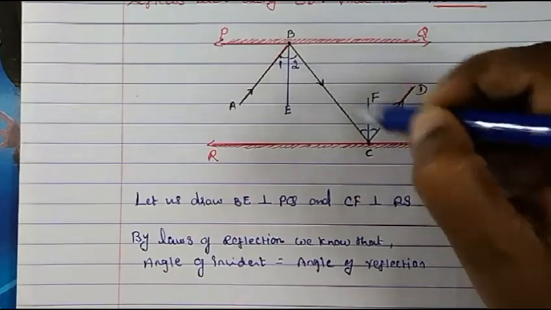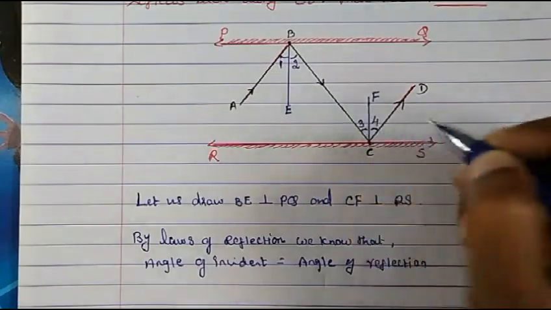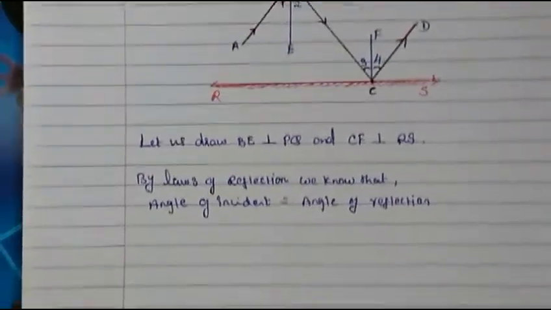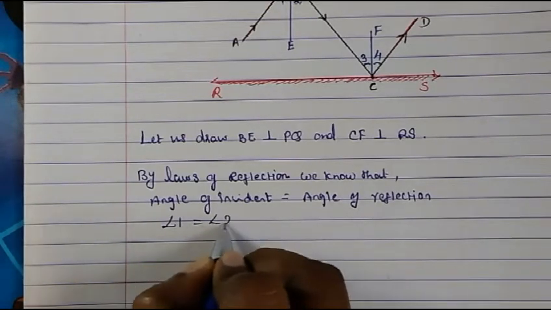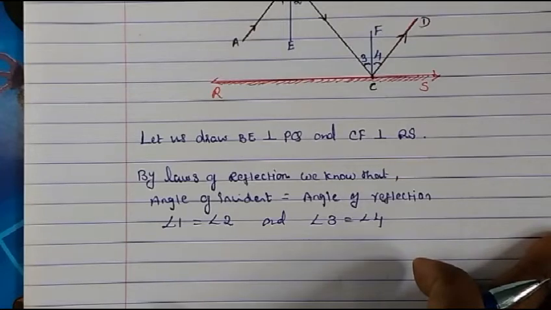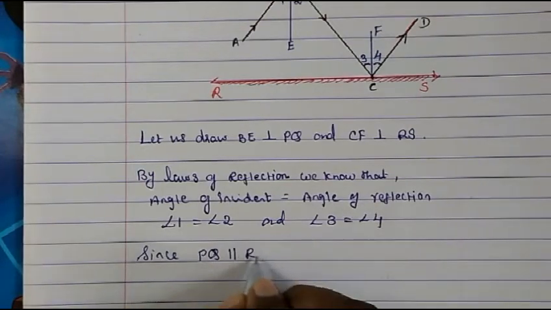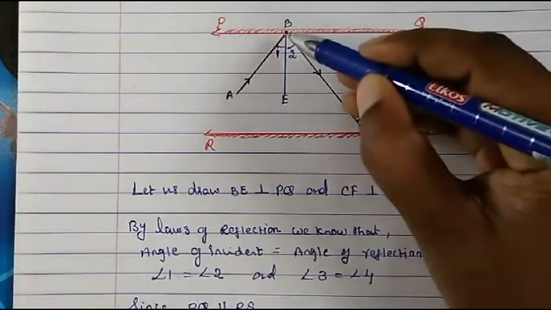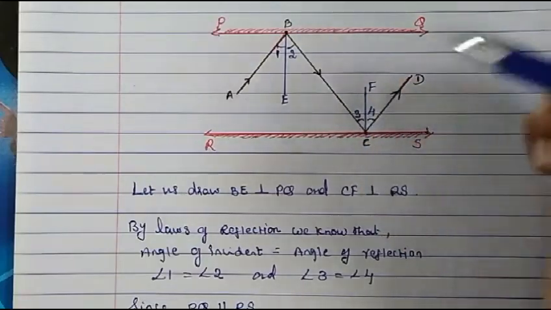Same way, now this becomes the incident here. It is falling here, so this angle becomes incident and will be equal to the reflection. So angle 1 is equal to angle 2 and angle 3 is equal to angle 4, since the angle of incidence is equal to the angle of reflection. Is that clear? Now, since we know that PQ is parallel to RS, we can say that BE is parallel to CF. This blue line we drew perpendicular, so BE also will be parallel to CF.